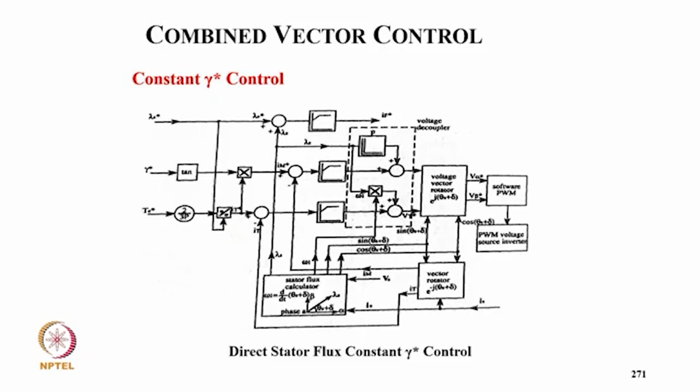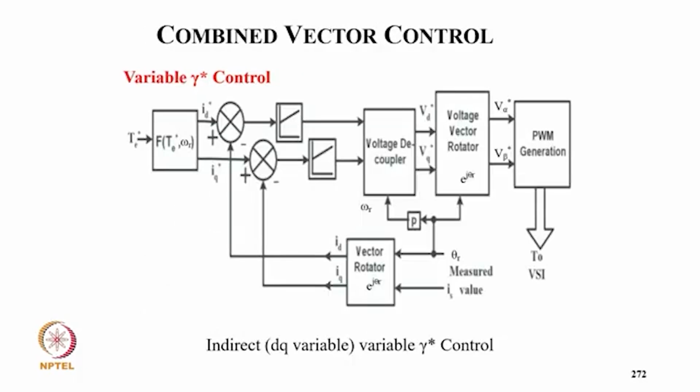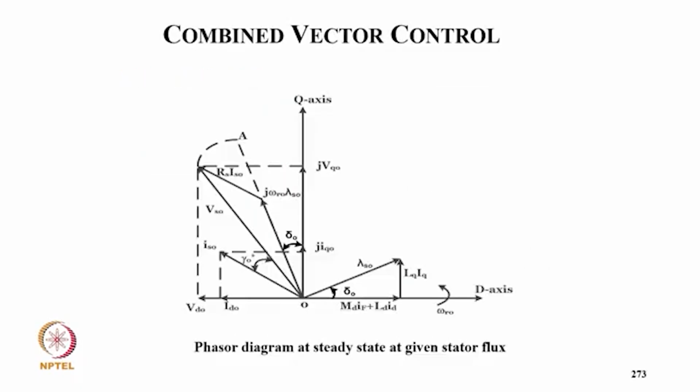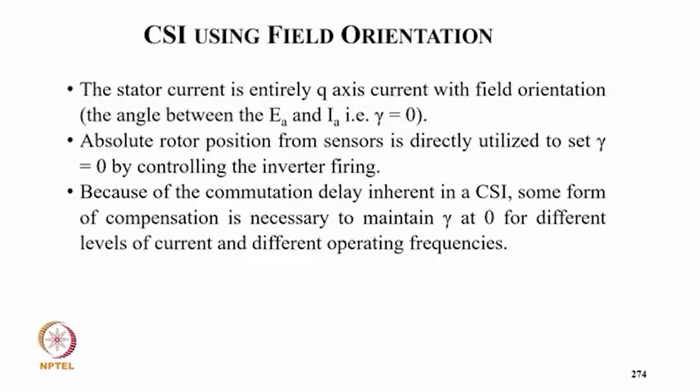So you can clearly see direct stator flux control for constant gamma control, where from the flux, lambda, gamma star, and T star we are able to get IF, and we see the control of the motor and the respective feedback for the calculator. This is with variable gamma control. Again, we go with the torque and calculate ID and current control. We get the voltage applied to the field, and this is the phasor diagram corresponding to that.